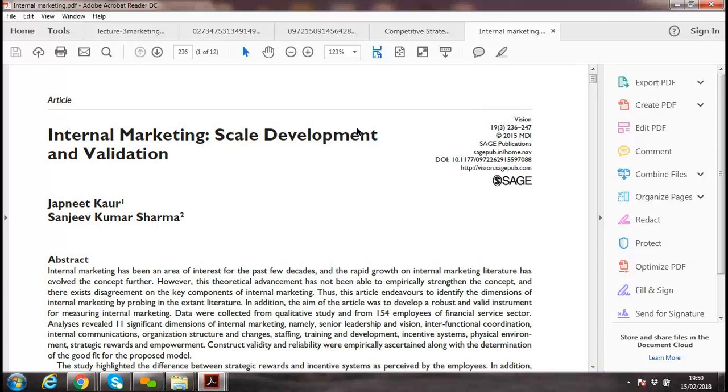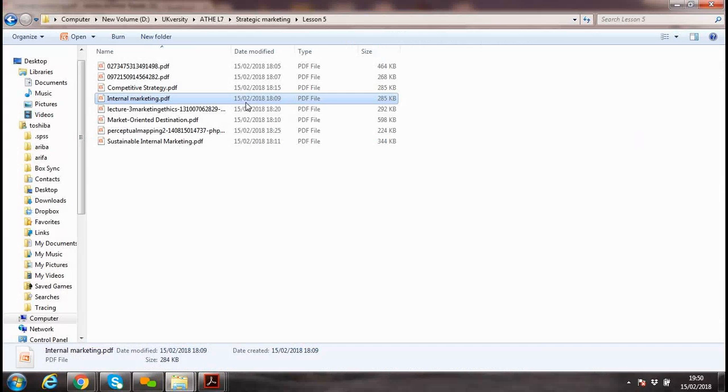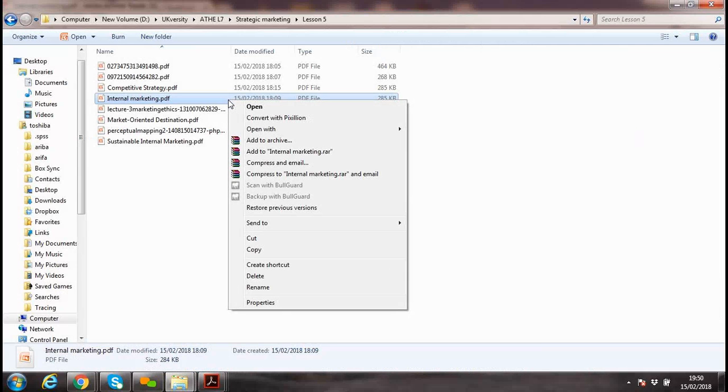Like we discussed SWOT analysis: SW, strengths and weaknesses, are internal, and OT, opportunities and threats, are external. So we discussed these internal and external environments. These environmental factors are quite good. Another thing is called internal marketing. What is meant by internal marketing?